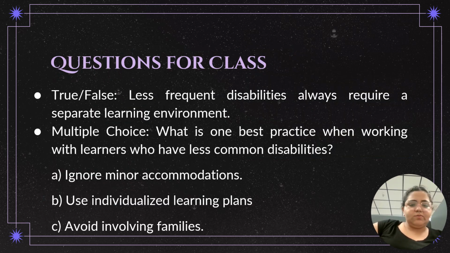Now, I didn't want to make a lot of questions, so the first one is a true or false. Less frequent disabilities always require a separate learning environment. And number two is a multiple choice. What is one best practice when working with learners who have less common disabilities? A. Ignore minor accommodations. B. Use individualized learning plans. C. Avoiding involving families.